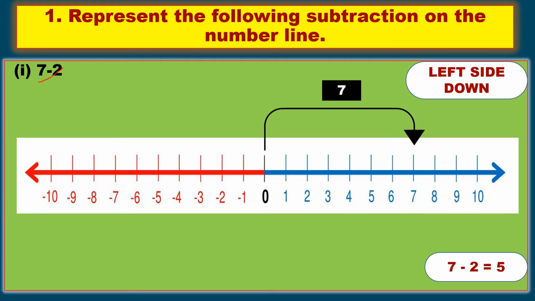Minus means left side. How many steps here? It is 2, so you should take 2 steps, starting from where the previous step stopped. So start from here now: 1, 2. So 2 steps, and it will be 5. Here it is minus 2, so we indicate minus 2 steps. It is stopping at 5. So this answer should be tallied with this one.